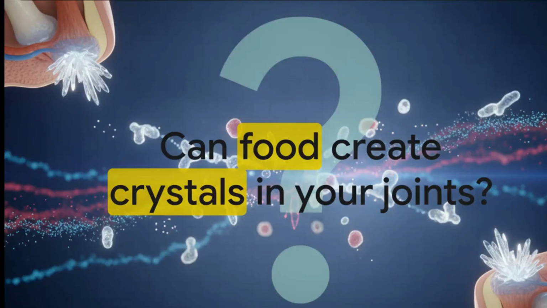Seriously, what if I told you that eating certain everyday foods could slowly create microscopic crystals right inside your joints? These crystals can trigger one of the most painful forms of arthritis out there, gout. Let's see exactly how it happens inside the human body using a 3D animation.